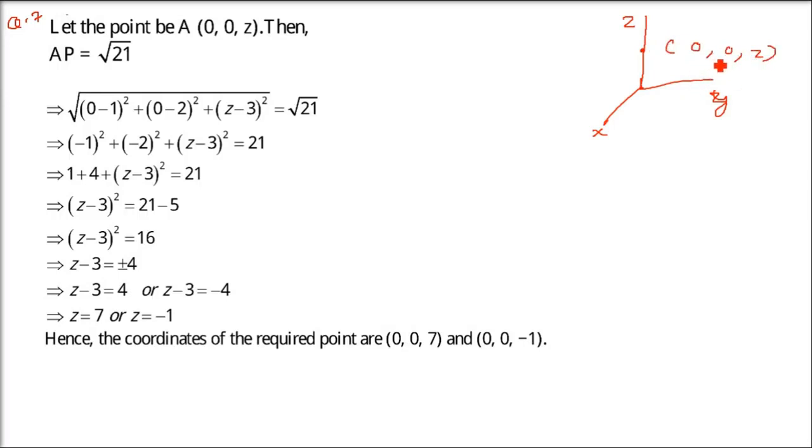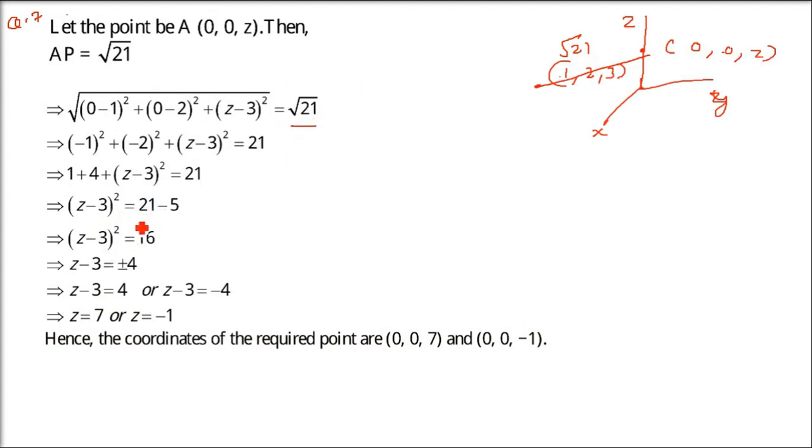It is not necessary you compute z. It means z can be any point. You can assume it to be P. So there is a point (1, 2, 3). The distance between these 2 points is under root 21. So we have (0 minus 1) whole square, (0 minus 2) whole square, (z minus 3) whole square, under root, equals under root 21. So this is the only equation you have to solve. I know you will be able to solve it.